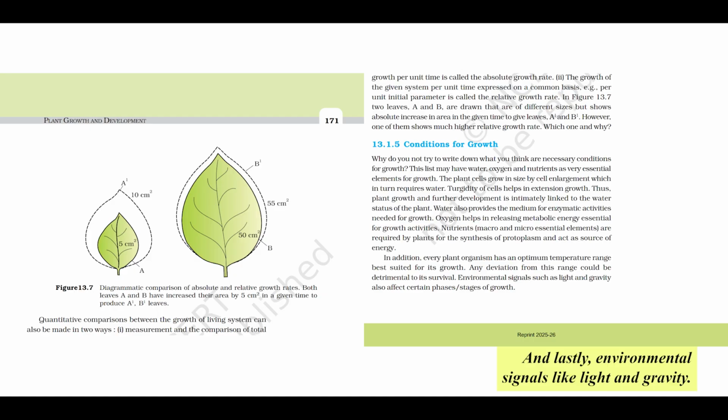Pretty much. And lastly, environmental signals like light and gravity. Light isn't just for photosynthesis, it directs growth, phototropism, and flowering, photoperiodism. Gravity ensures roots go down, shoots go up, gravitropism. So the environment guides growth, too. Absolutely. All these factors, water, oxygen, nutrients, temperature, signals, are indispensable and interact complexly.